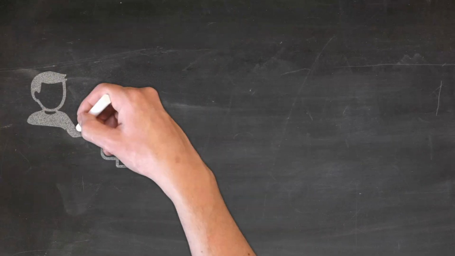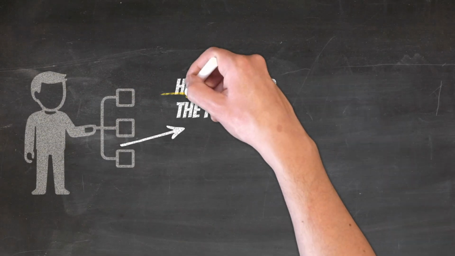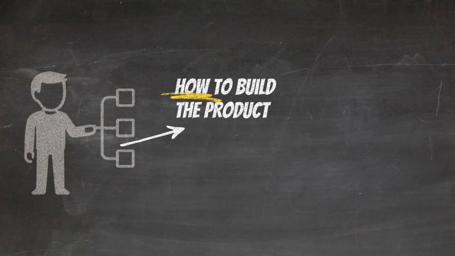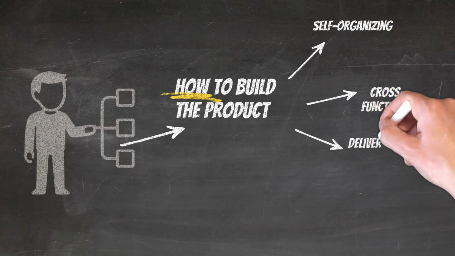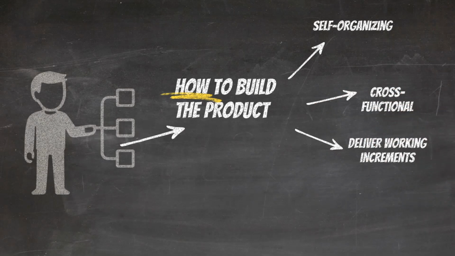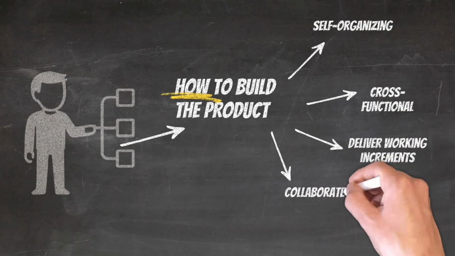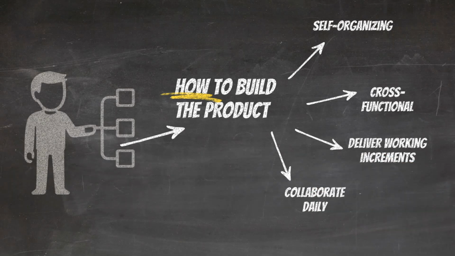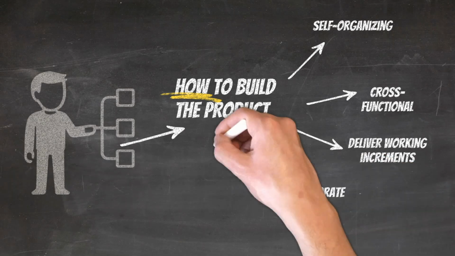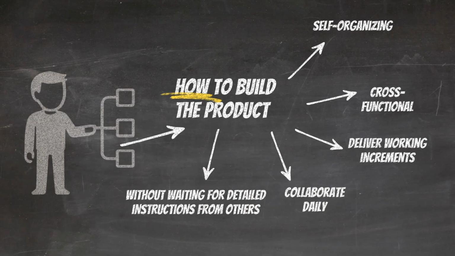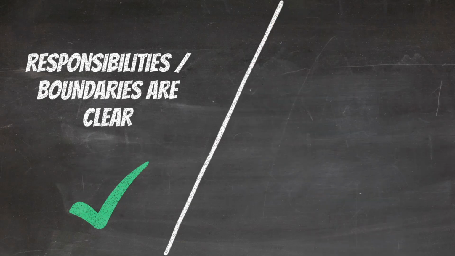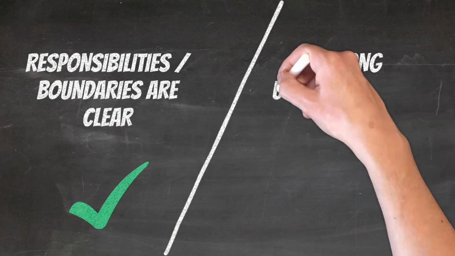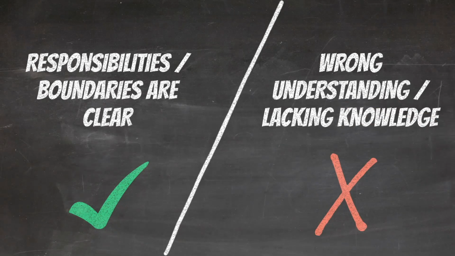Finally, the developers determine how to build the product. They are self-organizing and cross-functional, with all the skills needed to deliver working increments of the product. They collaborate daily, writing code, designing interfaces, testing, and sharing knowledge, all without waiting for detailed instruction from others. When these boundaries are clear, teams work smoothly, but when they blur, like when the product owner starts dictating solutions instead of requirements, the process fails.